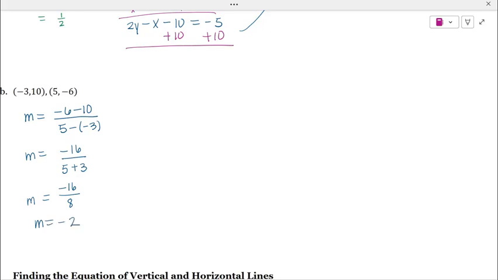All right, now what we'll do is we will use the point-slope formula. And we can use either of the points. Let's use the first one. Doesn't matter which one we use. Let's do y minus 10. Our slope is negative 2. And then x minus a negative 3.